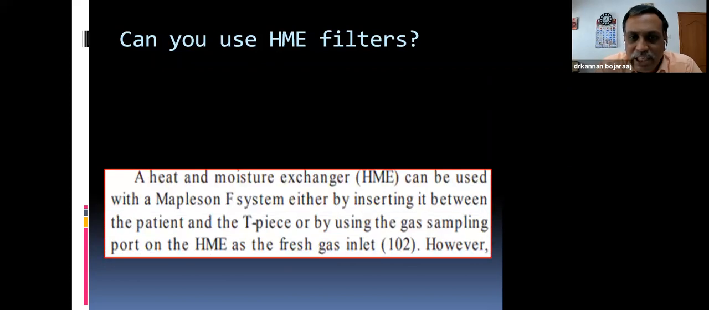That is the heat and moisture exchanger. You have to insert it between the patient and the T-piece system. Again, the problem is the resistance. It will enormously increase the resistance for the patient, which is not at all warranted as far as pediatric anesthesia is concerned.